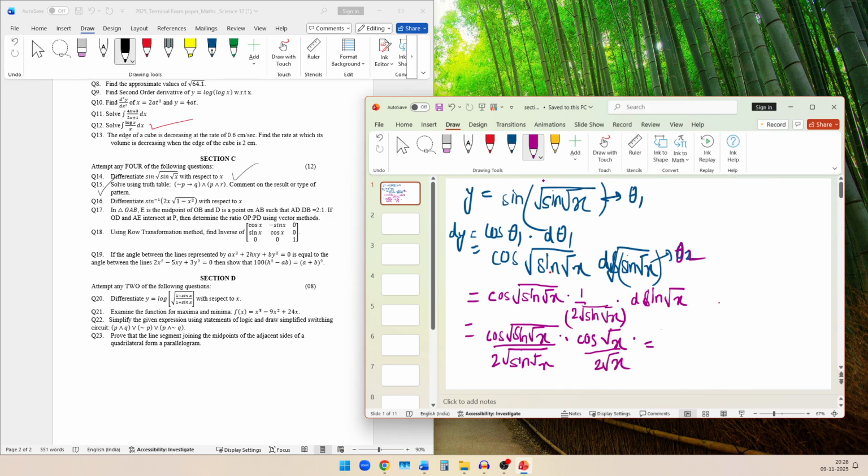So the entire answer, now arranging the terms, would give me, in the denominator, 2 multiplied by 2. That should give me 4 times root of x times root of sine of root of x, and in the numerator I should get cos of root of x times cos of root of sine of root of x. So that is the answer.